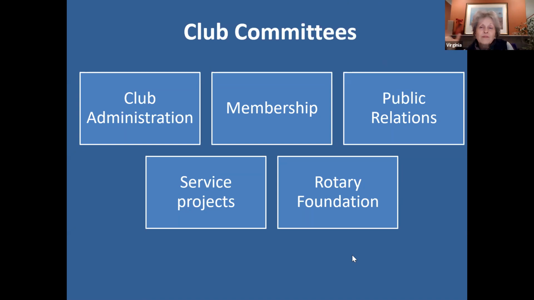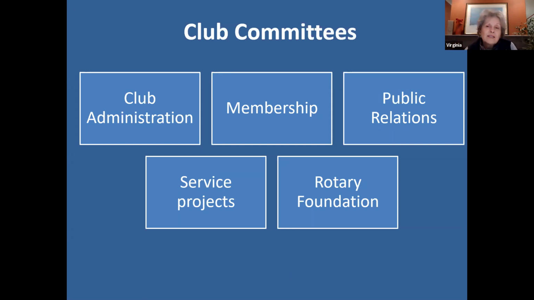Now, if you're in a smaller club, you may not have those. If you're in a larger club, you could have even more. Certainly, there is encouragement now to also have environmental committees and DEI and a number of other committees. But the size of the club really dictates how many committees you're going to have.